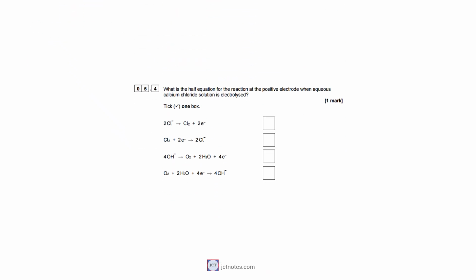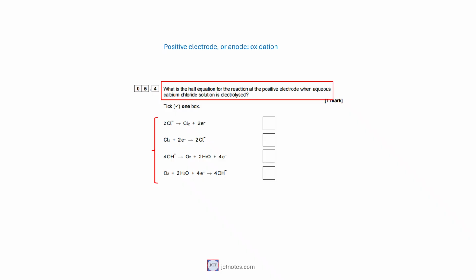Let's look at question 5.4. We need to identify the correct half equation for the reaction at the positive electrode when aqueous calcium chloride solution is electrolyzed. We have 4 options, and it's worth 1 mark. The positive electrode, or anode, attracts negative ions, producing oxidation. We can discard options 2 and 4, because they are reductions and there are no negative ions on the left-hand side of the reaction. In our aqueous calcium chloride solution, we have 2 negative ions competing: chloride ions from the salt and hydroxide ions from the water.